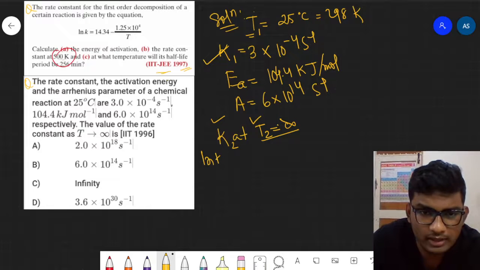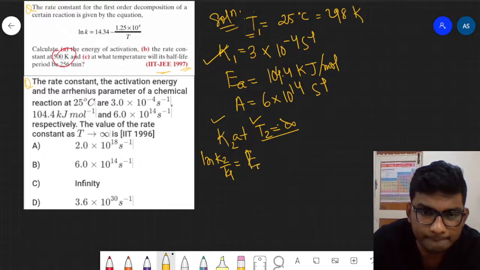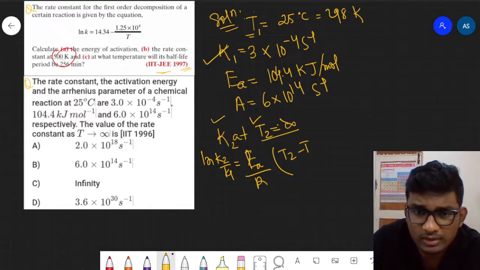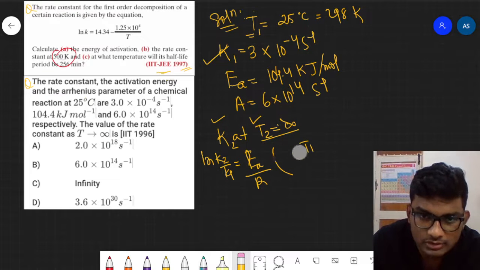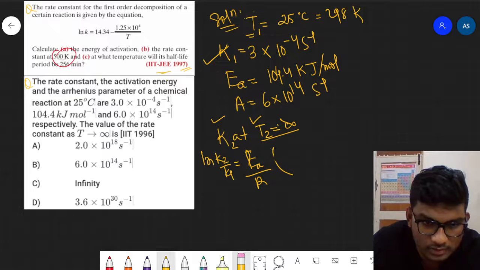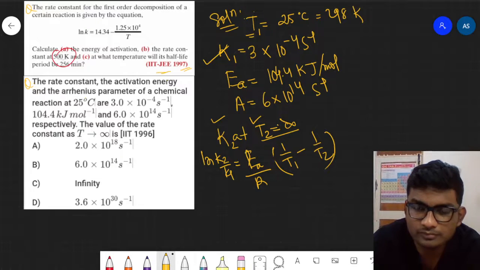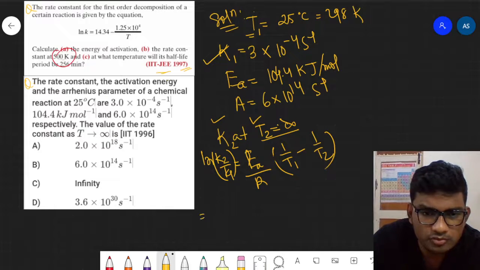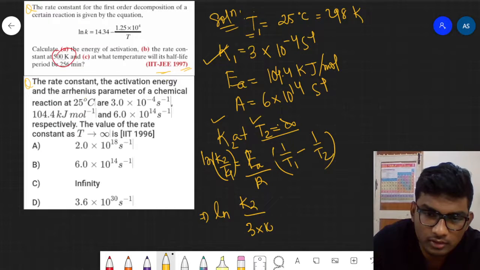What is the formula? ln K2 upon K1 equal to EA upon R into T2 minus T1. Sorry, don't take T2 minus T1 here, just take 1 by T1 minus 1 by T2. Alright, so what will happen? Just put the values. ln K2, you have to find, K1 they have given you.